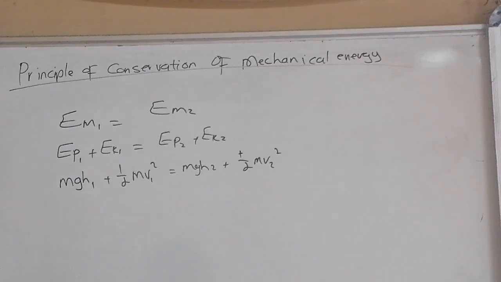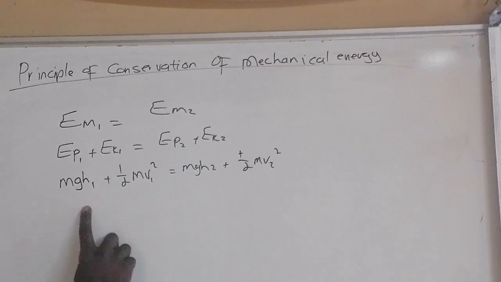Now we have m on the left hand side, on the side of EM1. We have m on the right hand side, on the side of EM2. So all of these m's represent the same mass. If in a scenario they are talking about a 1 kg object, that 1 kg object is equivalent to all these masses that you can see in the principle of conservation of mechanical energy.